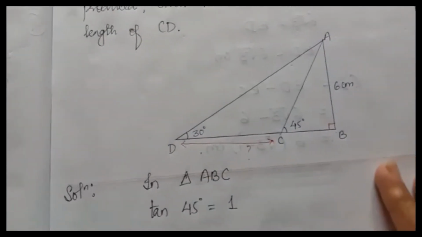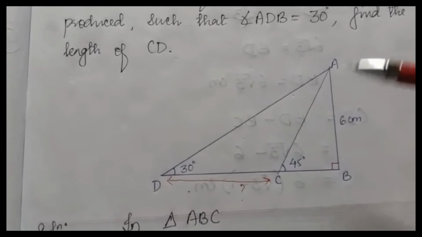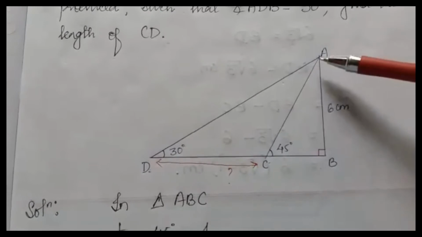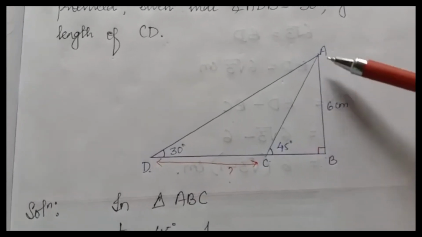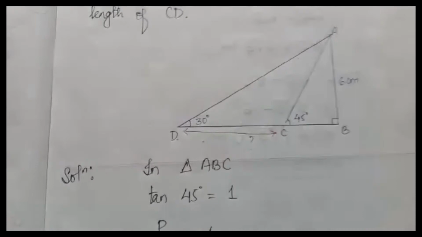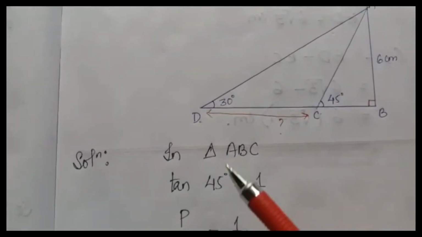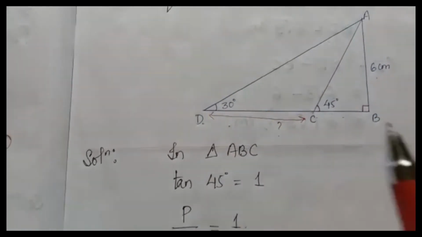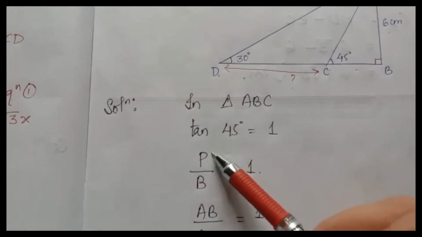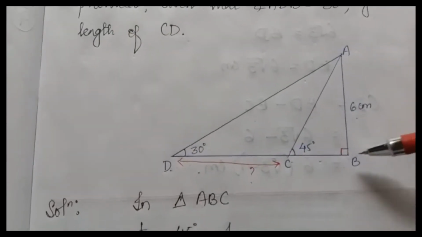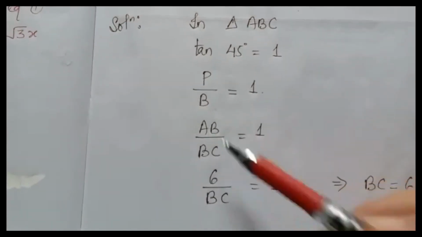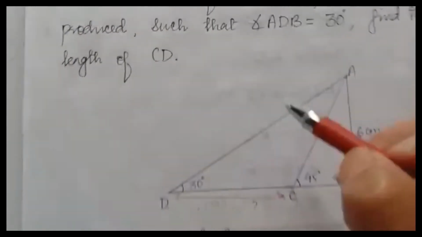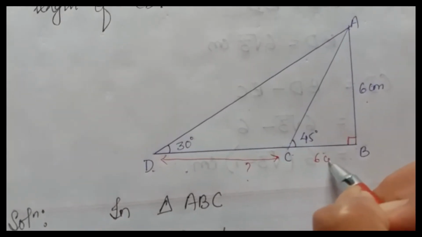This is the question mark. Here we have two right angle triangles. One is ABC, another is ABD. Always consider this line because this is 90 degrees here. So ABC and ABD are two triangles. First we will take ABC. Tan 45 degrees, tan theta equals perpendicular by base, because we have to deal with this base. Tan 45 is 1, perpendicular is AB, base is BC. So AB is given 6, 6 by BC is equal to 1. So BC is equal to 6 centimeters.